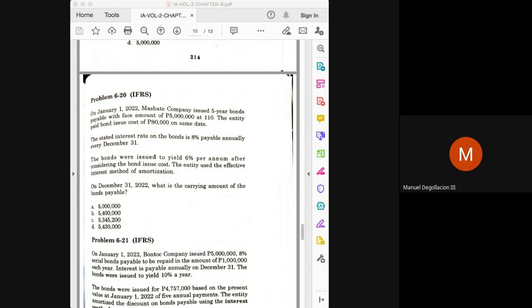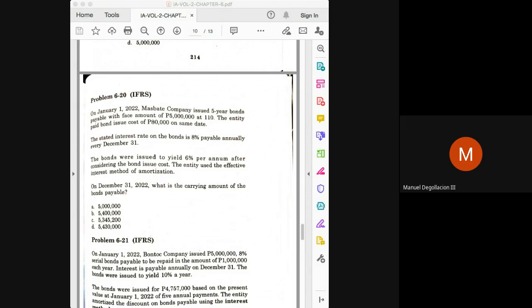Okay, and with this we can already solve for our carrying amount. Since we have a premium, what's the rule here? The unamortized or the remaining premium will have to be added to the face value. The face value is 5 million. You add this to the remaining premium after 1 year, which is 345,200. Our answer here would simply be 5,345,200.